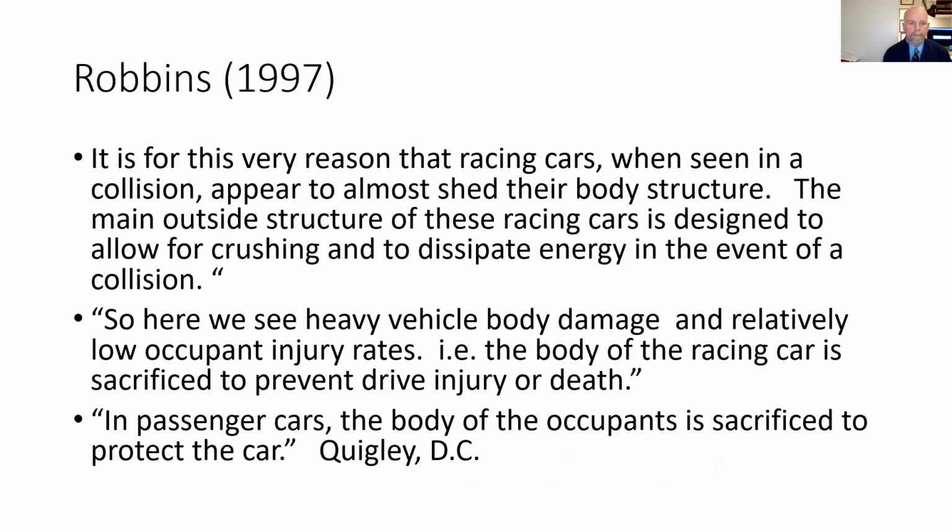Robbins goes on to say, it is for this very reason that racing cars, when seen in a collision, almost appear to shed their body structure. The main outside structure of these racing cars is designed to allow for crushing and to dissipate energy in the event of a collision. So here we see heavy vehicle body damage and relatively low occupant injury rates. So the body of the racing car is sacrificed to prevent the driver injury or death. Now, my quote is, in passenger cars, it's the opposite way around. Right? The body of the occupant is sacrificed to protect the car.